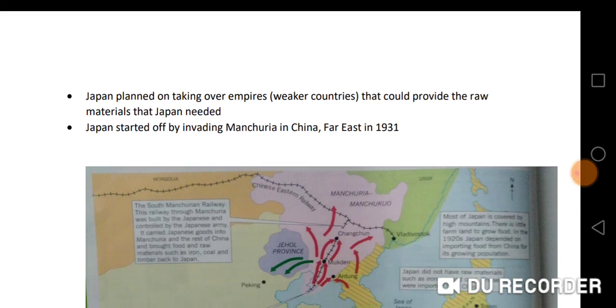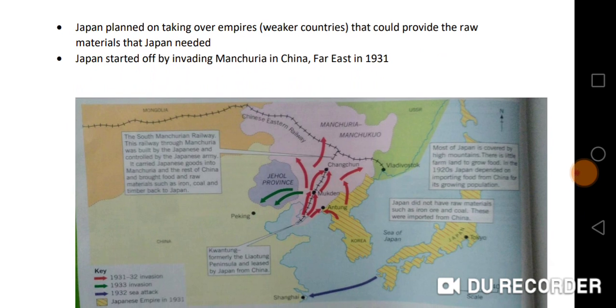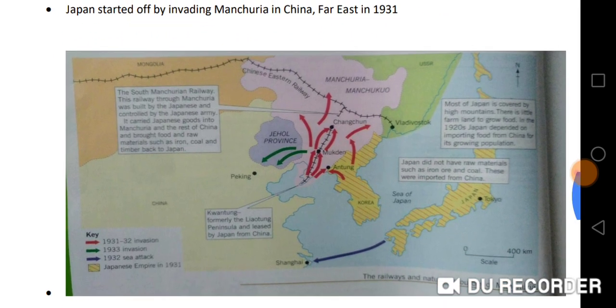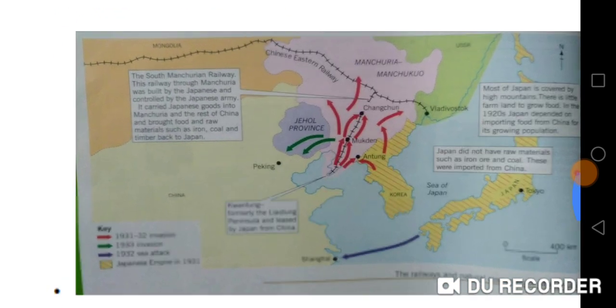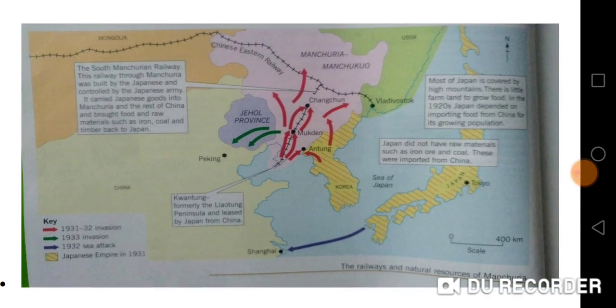So Japan started off by invading Manchuria in China and the Far East in 1931. And if you look below, there's an image just to give you an idea of everything that was happening. So, as Japan did not have enough raw materials like iron ore and coal, since these were being imported from China, and yes, to your left, you'll see where Manchuria is.